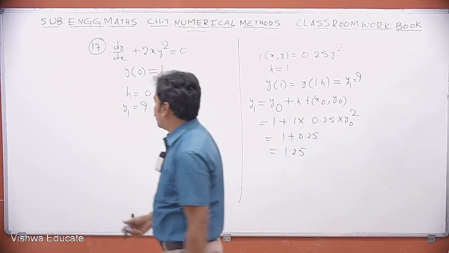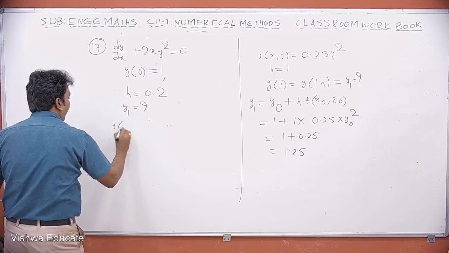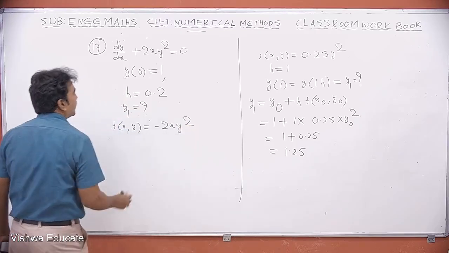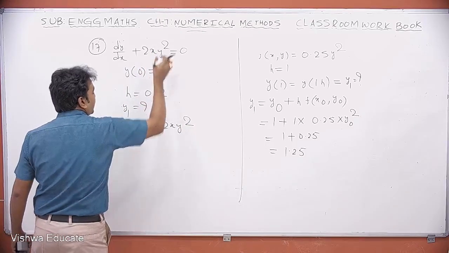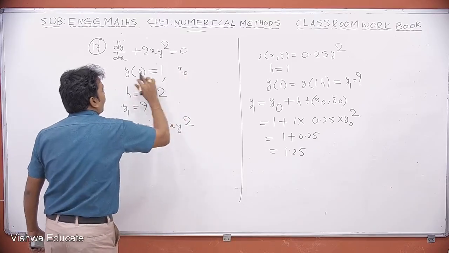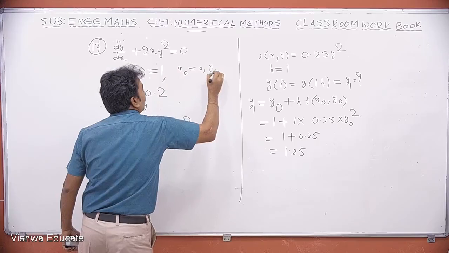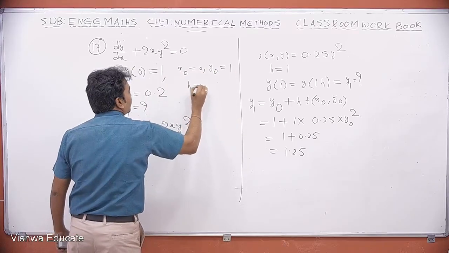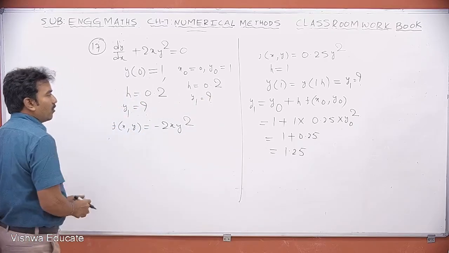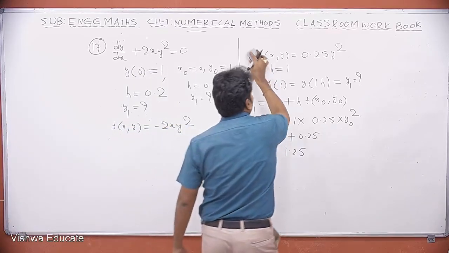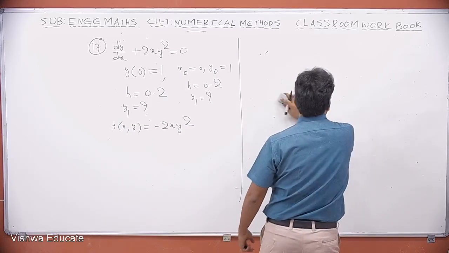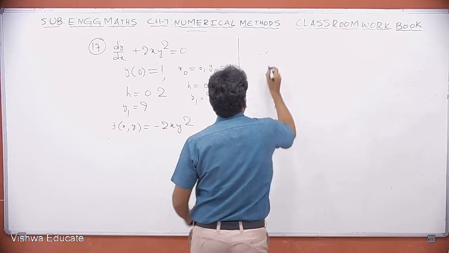So this is my differential equation, RK method of order 2. Actually here f of x comma y is minus 2xy square. So take 2xy square to the right side, it becomes f of x y is minus 2xy square. So here x naught value is 0, y naught value is 1, step size is 0.2. They are asking for the y1 value. So if you want to apply RK method of order 2, you need to find two parameters. They are K1 and K2.